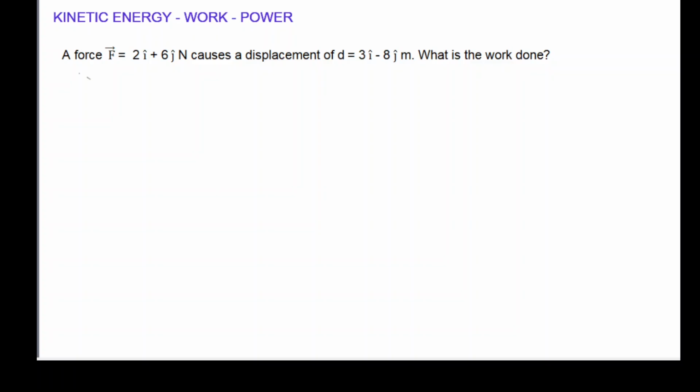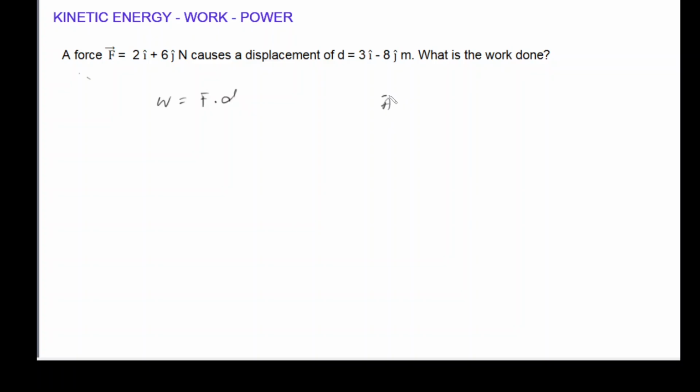Let's do a problem that's a little bit more straightforward. A force F equals 2i plus 6j newtons causes the displacement of d equal to 3i minus 8j meters. What is the work done? Well, for this, we could use work is F dot d, which is the dot product. So let's review the dot product of vectors.